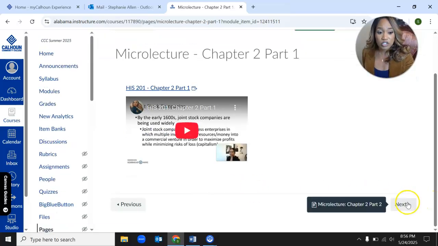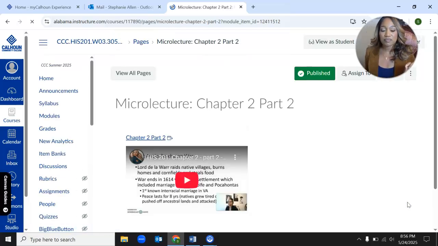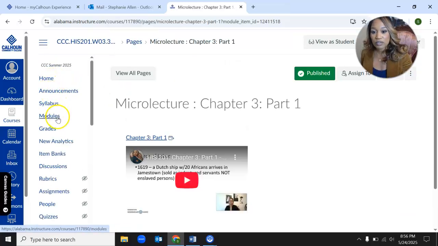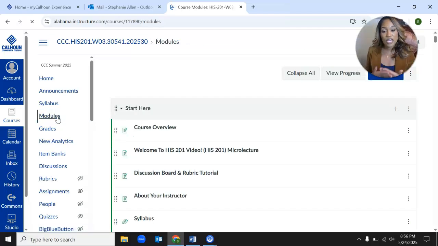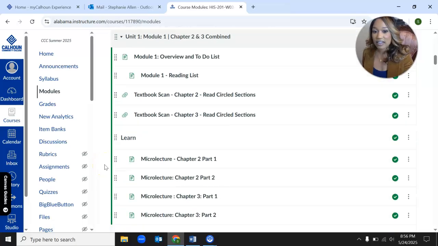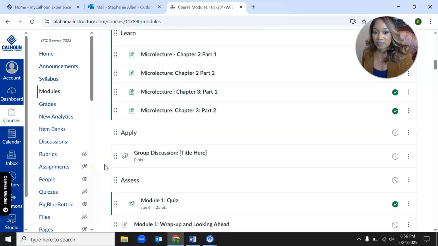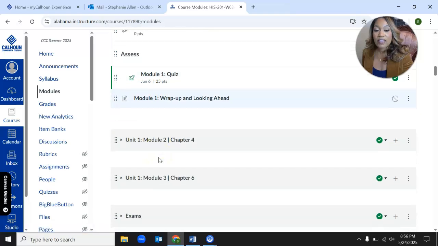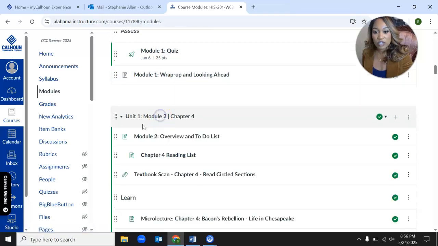So you have micro lectures. Micro lectures are very detailed. I encourage you to take notes on the micro lectures. However, don't just write down what is on the screen. Sometimes I talk for a long time. If you hear me repeat it, it is worthy of writing down, even if it is not on a slide. Got it? Once you listen to your assigned micro lectures, then you'll take your quiz. Once you take your quiz, then you are free to go to your next module.